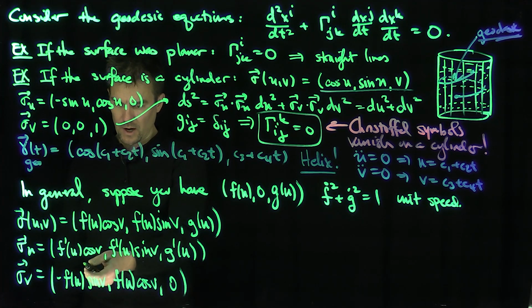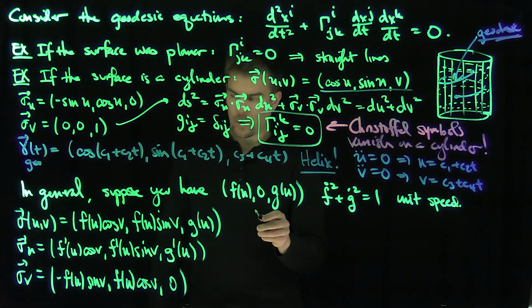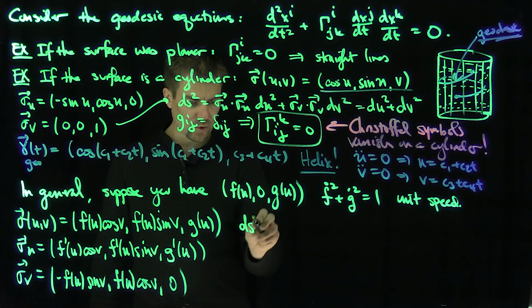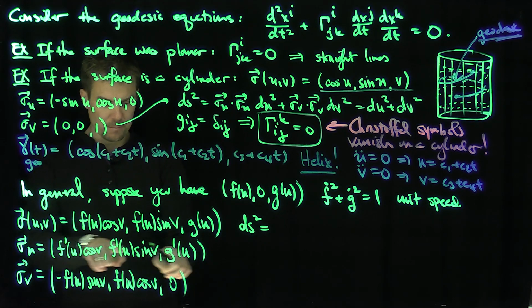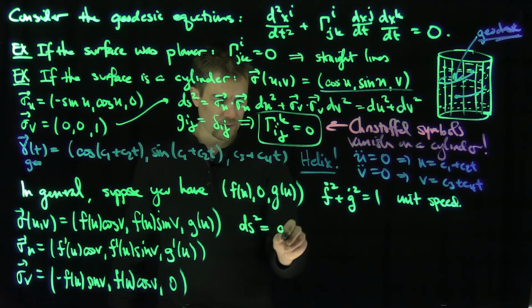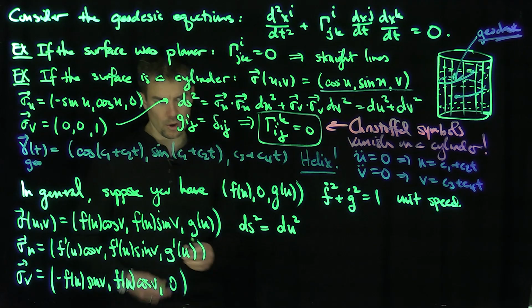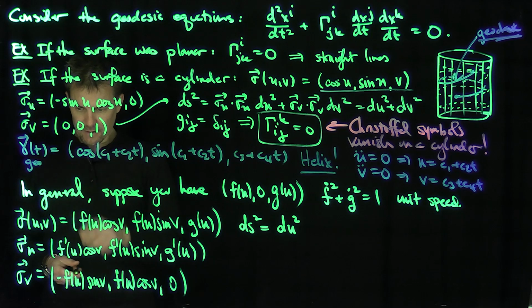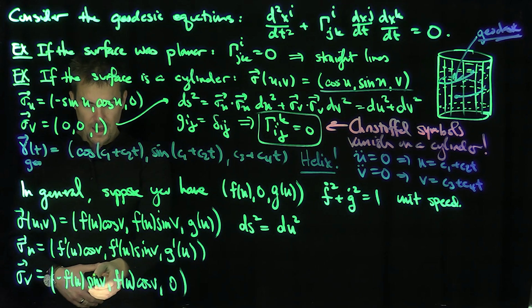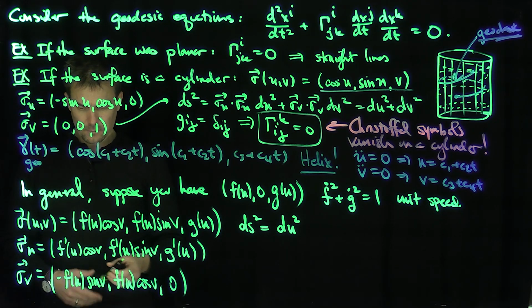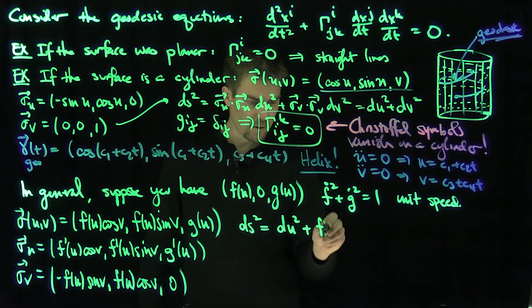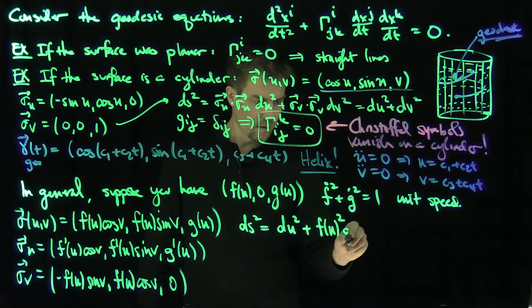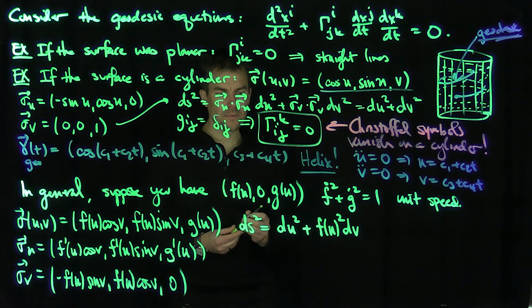And what will the uu component be? It's going to be f prime squared plus g prime squared. So my ds squared for this is going to be, if I dot this with itself, f prime squared plus g prime squared. Since it's unit speed, that's going to be 1, so I'm going to get a du squared. And then the vv component is going to be f of u quantity squared, so plus f of u squared dv squared. That's my metric.